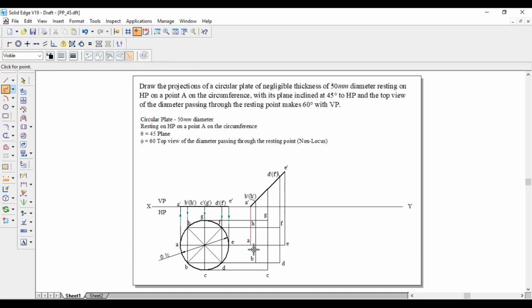That is A, B, C, D, E, F, G, H, back to E. So like this, free-handedly we have to draw. Don't use the scale or draw a straight line between them. Free-handedly you have to draw the arc. So show the arrow marks.